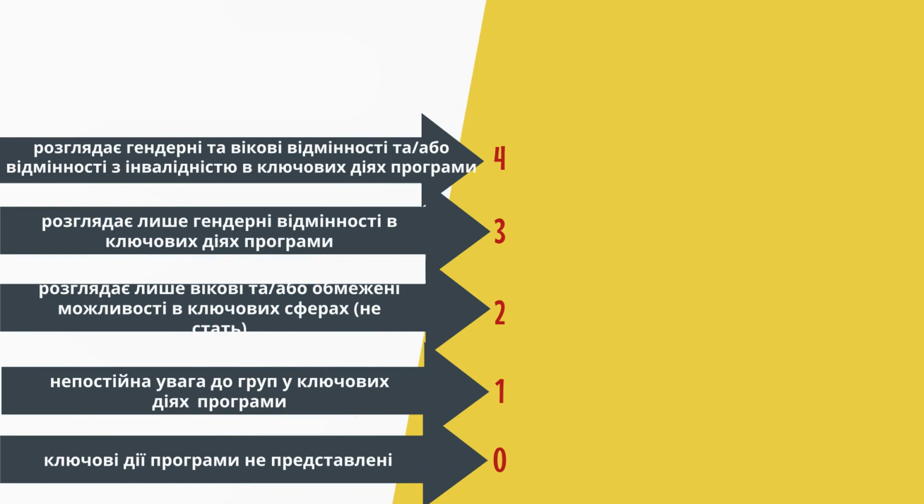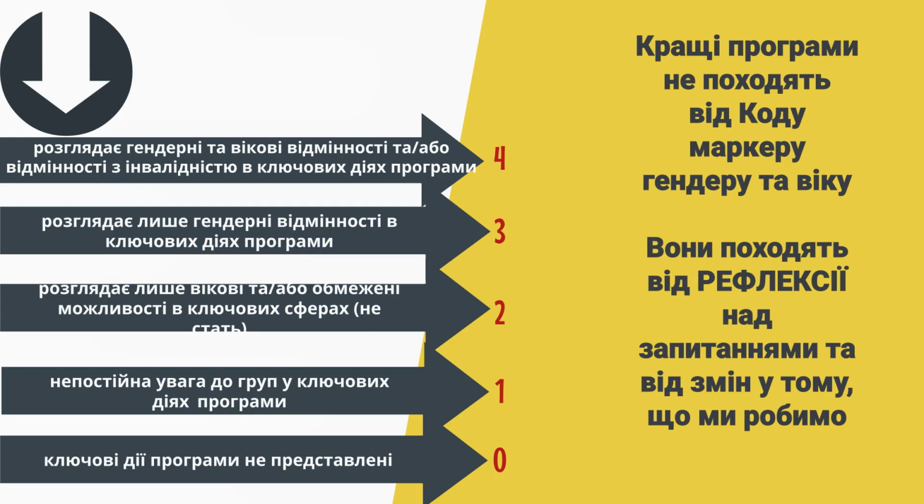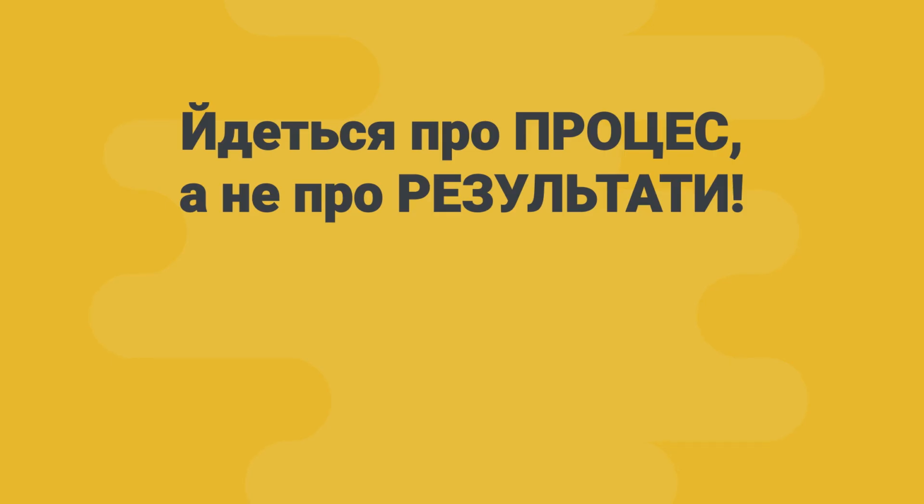Remember, at the end of the GAM, you receive a code 0 to 4. This is not a reflection of project quality. Better programs do not come from the GAM code. They come from reflecting on the questions and changing what we do. Use these findings to help improve your programs. Remember, it's about the process, not the results.